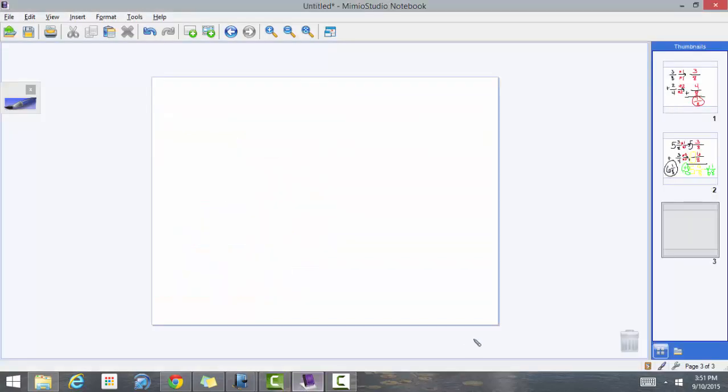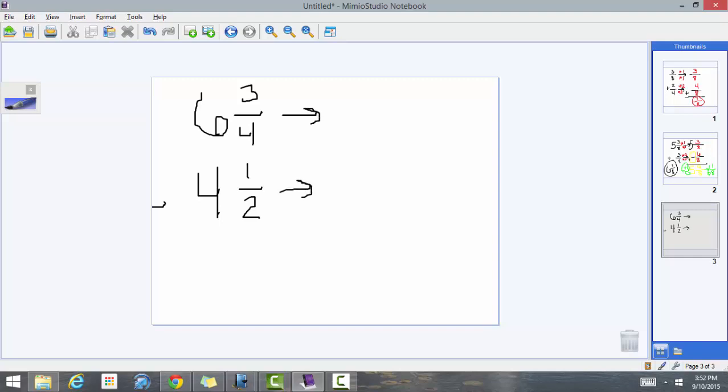So the problem we're going to work with is 6 3/4 minus 4 1/2. As you can tell, we do not have common denominators, so that is our first goal. So I'm going to draw our arrows because we're about to convert these into equivalent fractions. Our whole numbers can't change though, so I'm just rewriting everything else with our equal sign.